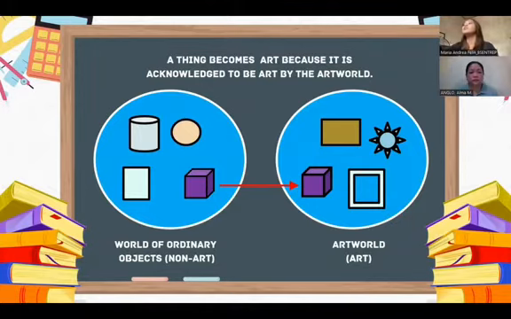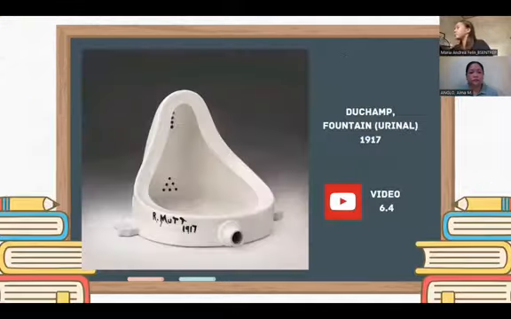So a thing becomes art because it's acknowledged to be art by the art world. Just like the example in the picture. The world of ordinary objects, meaning that's what we call non-art. So meaning plain. When we say art, there is an extraordinary, or we make things extraordinary from ordinary to something special. That's how we identify the art or the art world.